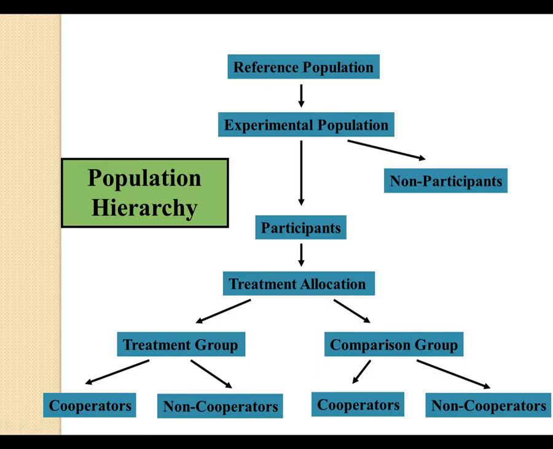From the experimental population we have those who do not participate and those that actually make it into our studies, who are the participants. We then take those participants and randomly allocate them to treatment and comparison groups. Each treatment and comparison group can be further subdivided into those that cooperated and completed the study and those who did not.